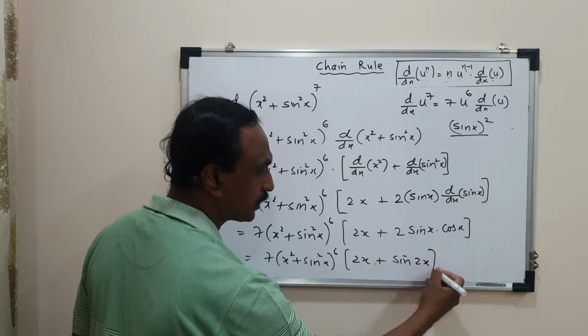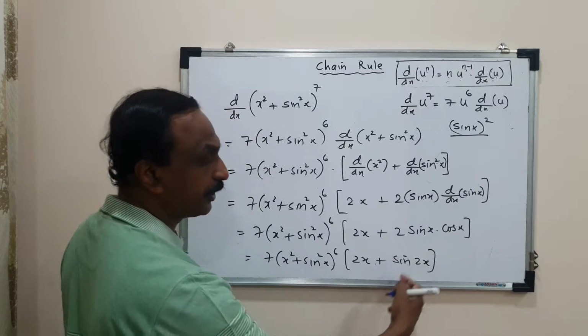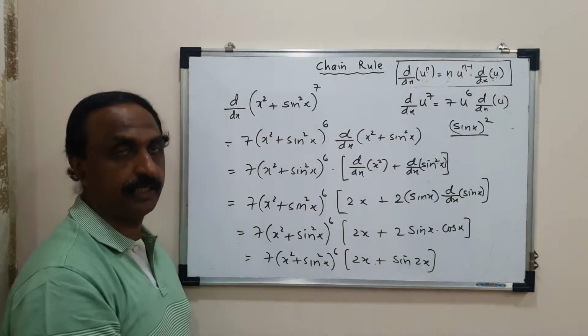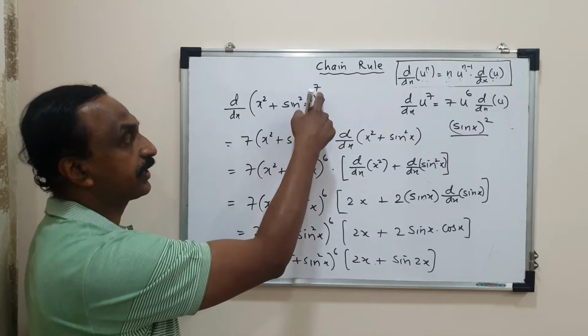From where you got sine 2x? 2 sine theta cos theta is sine 2 theta. You can use that trigonometric formula. This is how you have to find the derivative of x square plus sine square x raised to 7.